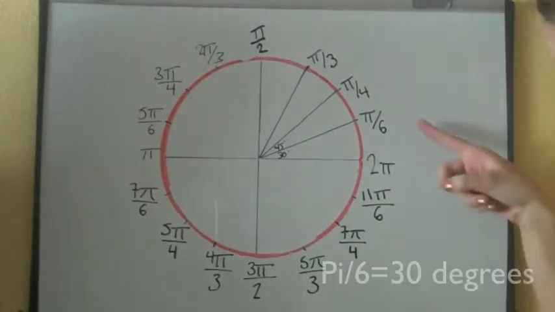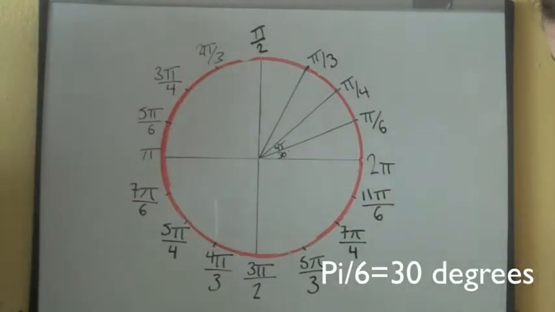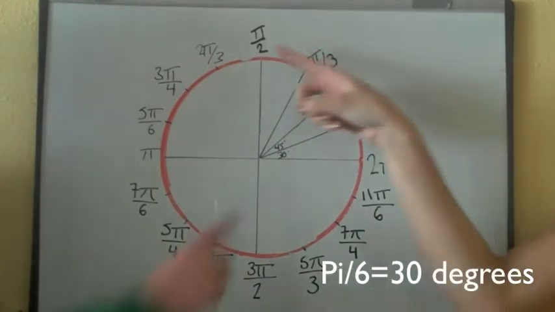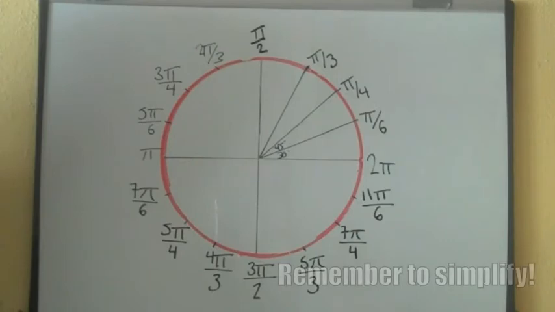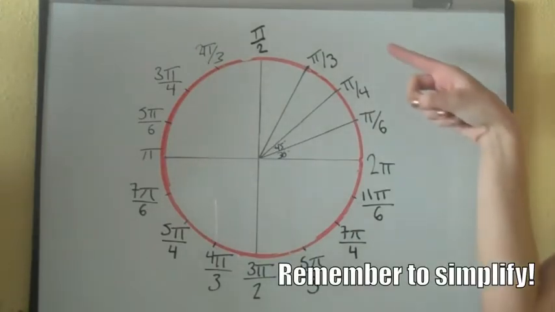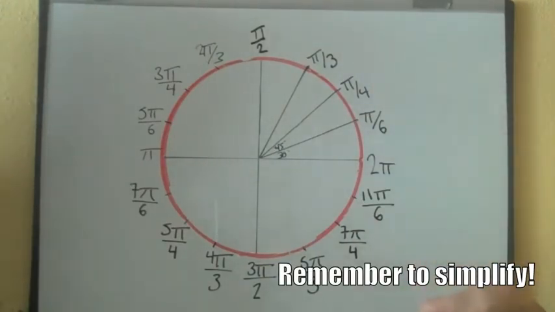When counting by pi over 6, it increases by pi over 6 each time. That translates to 30 degrees when you're looking at it as a triangle. Throughout this circle, we simplify things. For example, pi over 3 is equal to 2 pi over 6.